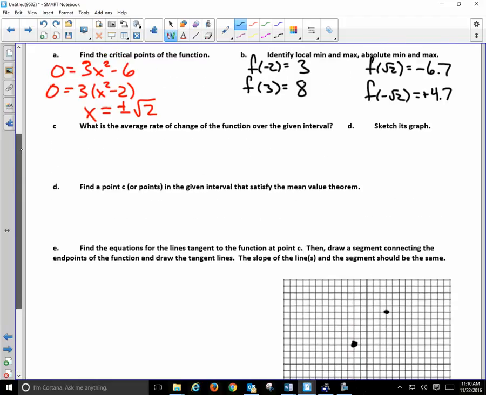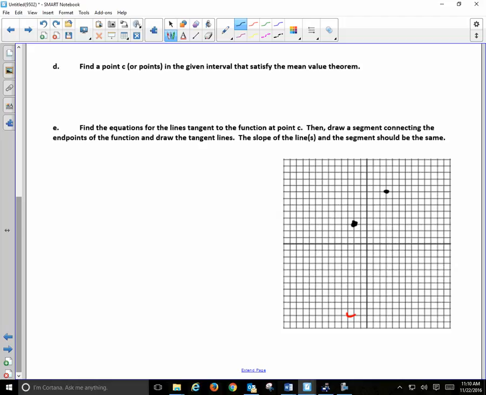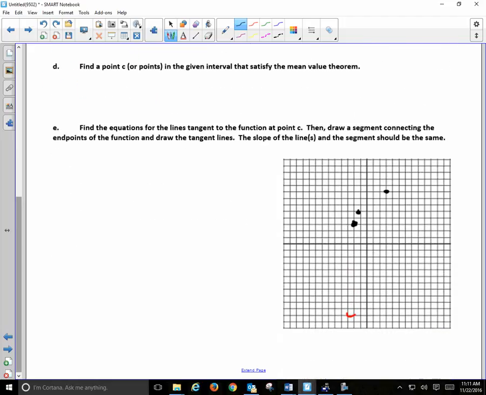I have a coordinate of negative 1.4, 4.7. And I have a coordinate of root of 2, negative 6.7. 1.4, negative 1, 2, 3, 4, 5, 6.7. And as I draw this curve, you can see I'm talking about this cubic function just over that given interval.